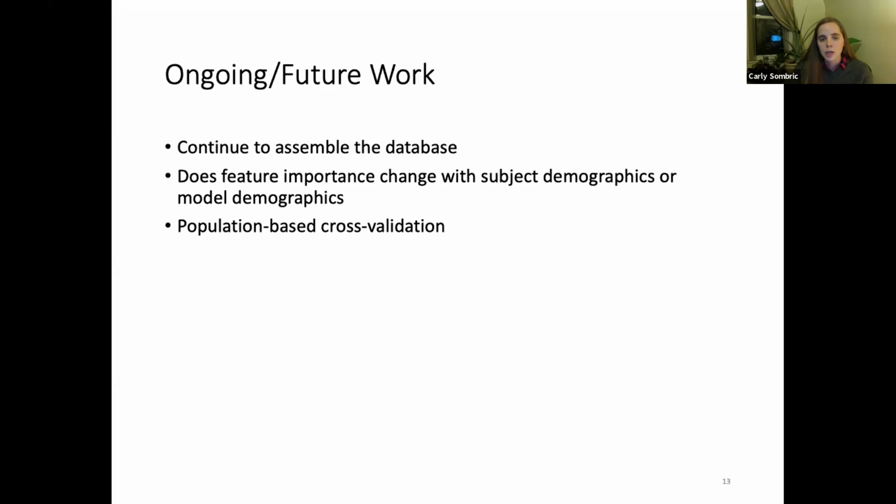Also interested in better understanding if maybe the model makes different predictions for different populations, and trying to also do a population-based cross-validation. So if we train just on young subjects, do we see that the model that we generate also works well for older adults, for example?